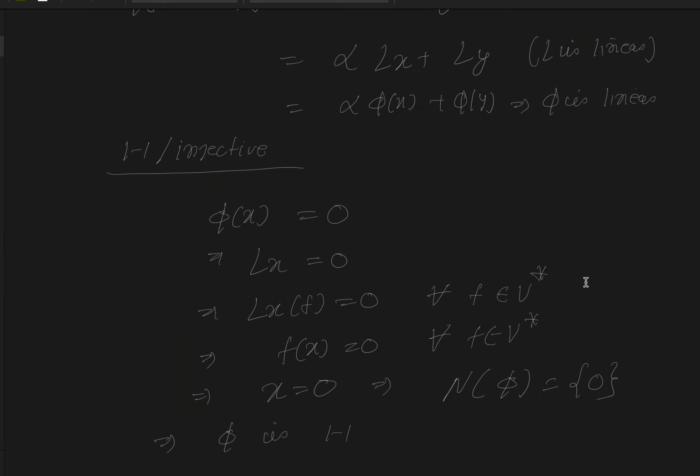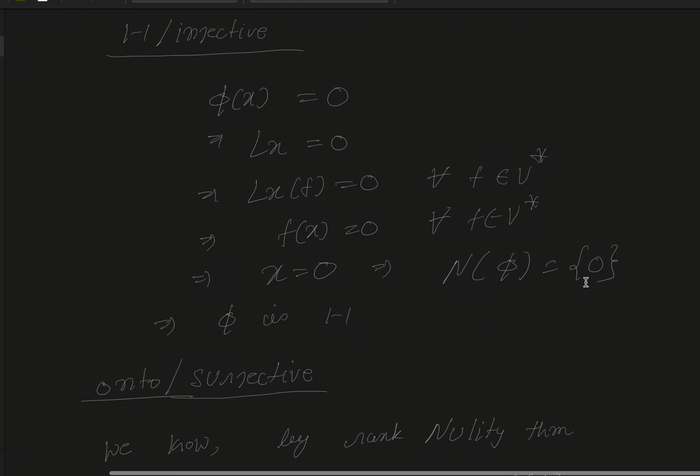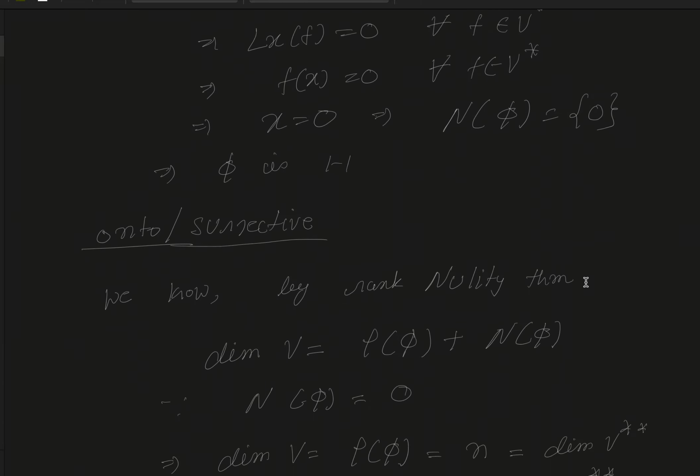So if x equals 0, what does it imply? That the nullity of phi is only the 0 vector, and hence phi is 1-1. So we have proved phi is linear, we have proved phi is 1-1, and now it only remains to show that phi is onto or surjective.